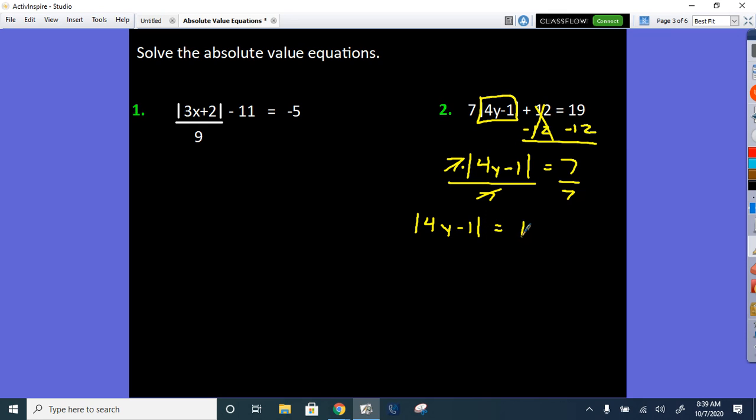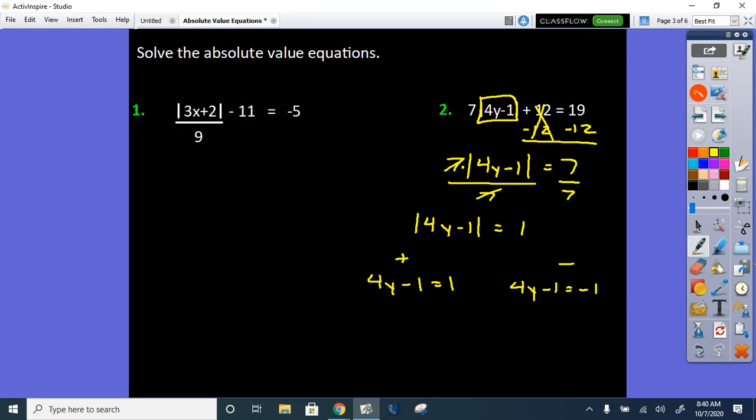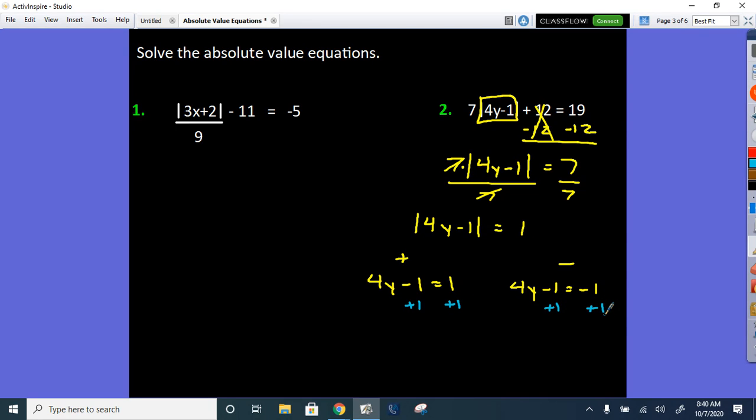Now you can set up your positives and negatives. Positive equation, don't change anything: 4y minus 1 equals 1. Your negative equation, just change your solution here: 4y minus 1 equals negative 1. So you're going to find what values actually make this a true statement. I'm going to come up here and solve. I'm going to add 1 to both sides, and actually, it's the same step in both cases.